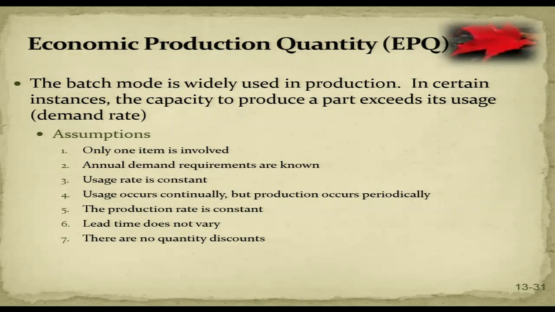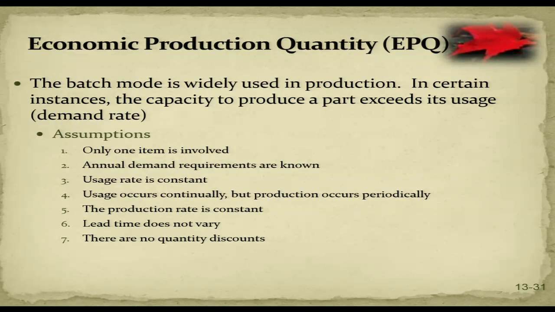Then we need to use the EPQ model. There are some assumptions very similar to the EOQ model before we can use the EPQ model. First, we only consider one item. This is very easy. If you consider 2 or 3 items, you just use the same formula for the second item, third item, fourth item. Demand is known. Let's say we have a perfect or close to perfect demand forecast. Same, usage rate is constant, which means our daily demand is the same.